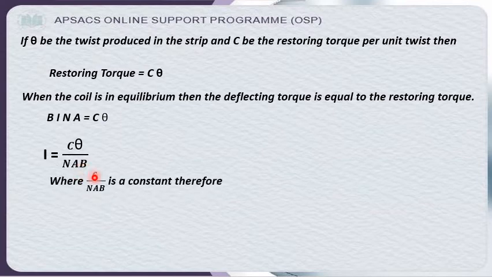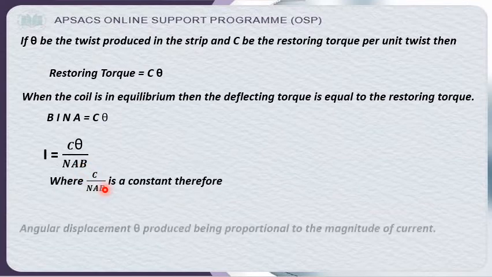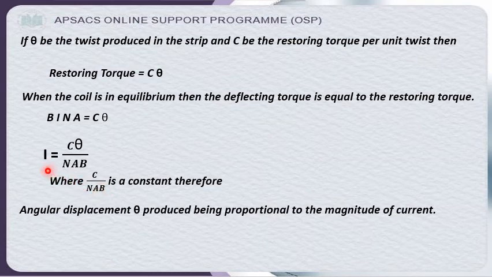So C upon NAB, they all are constant. So we can write I is directly proportional to theta. So theta, known as the angular displacement, is proportional to the magnitude of current.